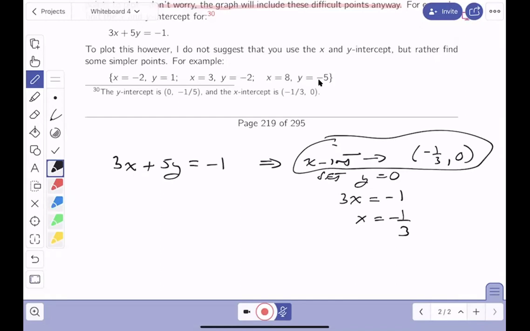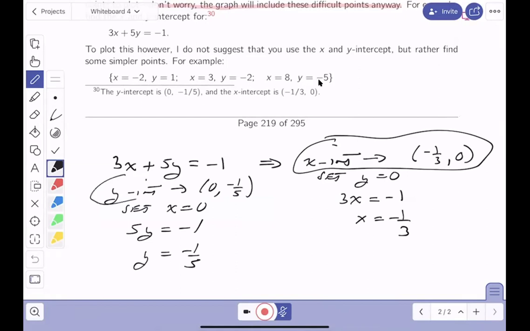Let's do the y-intercept. How do you do that? Fairly simple. How do you get a y-intercept? Set x to be 0. Let's do that. What do you get? 5y equals minus 1. What do you get for y? Minus 1/5. It's a point. What's the point? X is 0. The y is minus 1/5.